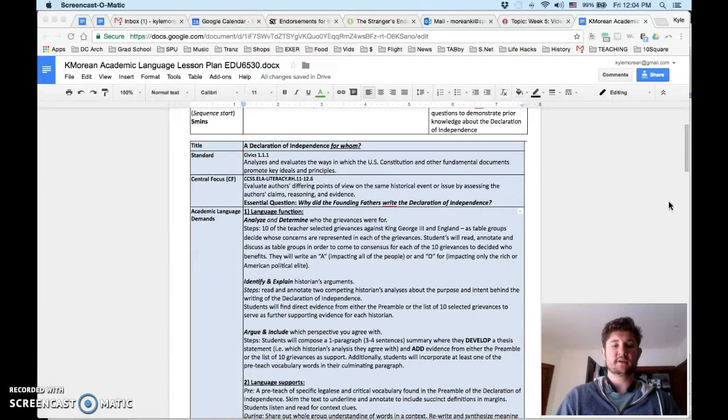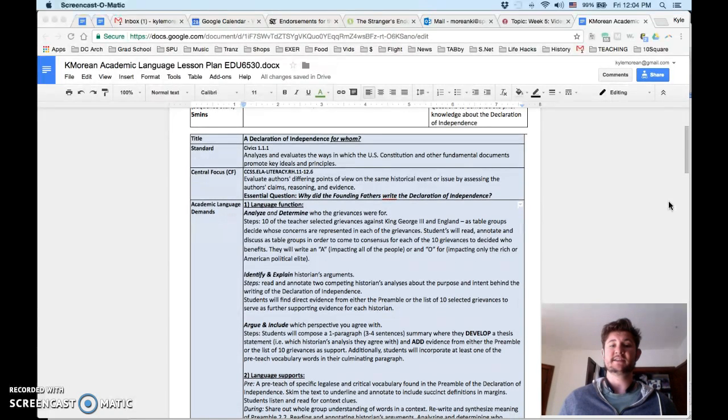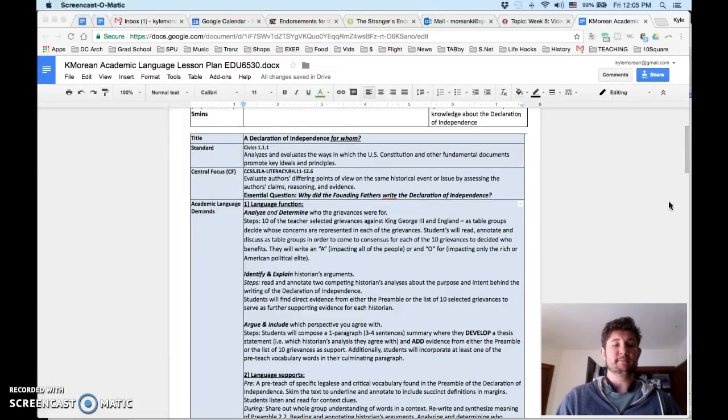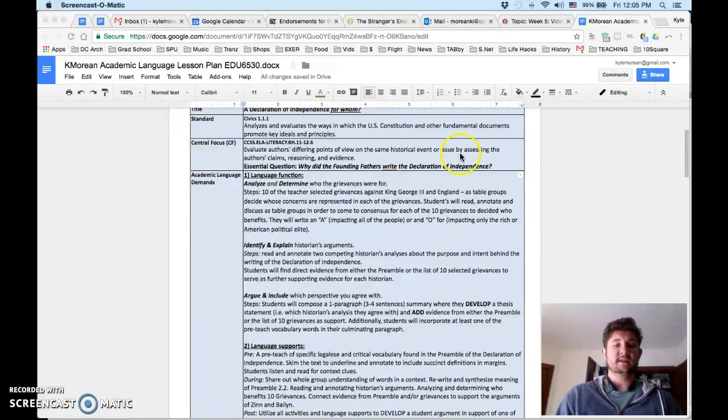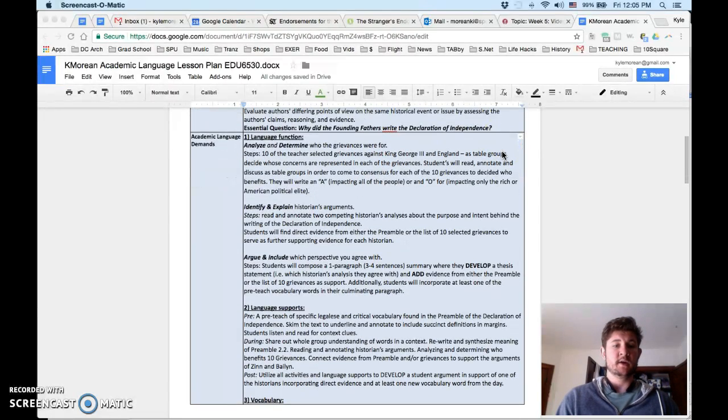The standard, the state ELR Civics 1.1.1 analyzes and evaluates the ways in which the U.S. Constitution and other fundamental documents promote key ideals and principles, using the central focus ELA literacy 11th and 12th grade, point 6, evaluate authors' differing points of view on the same historical event or issue by assessing authors' claims, reasoning, and evidence, getting at this essential question of why did the Founding Fathers write the Declaration of Independence.